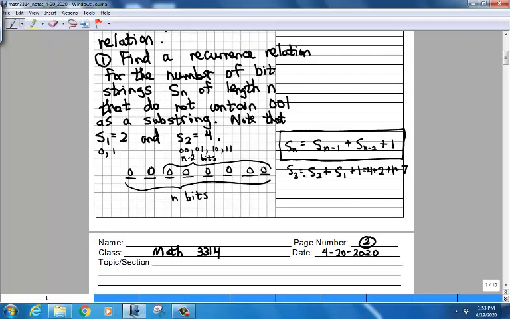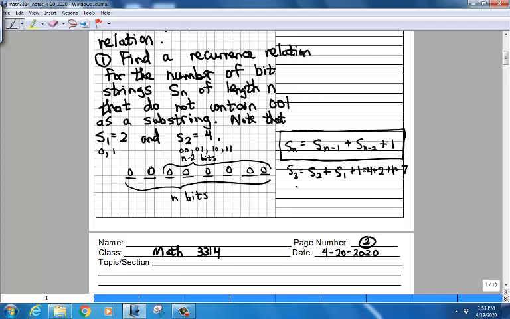Because if you have a bit string of length 3 and it doesn't contain 0, 0, 1, that means you have every other option except for 0, 0, 1. There are 8 bit strings of length 3, and this is the only one that has 0, 0, 1 in it. So if you take that out, you get 8 minus 1, which is 7. So this is correct.